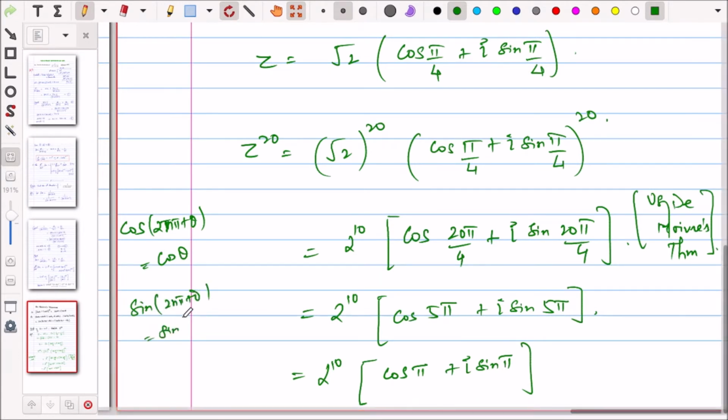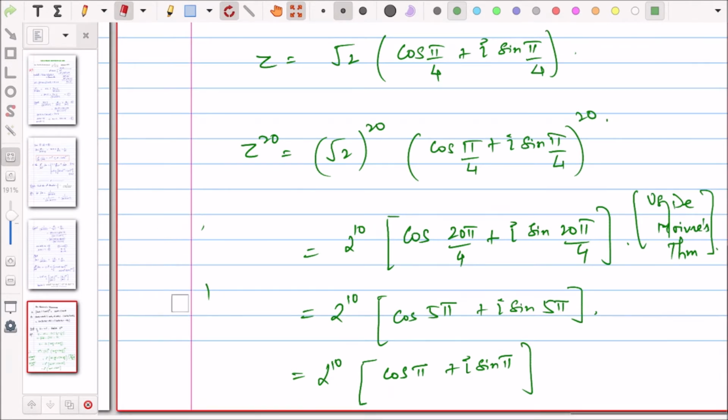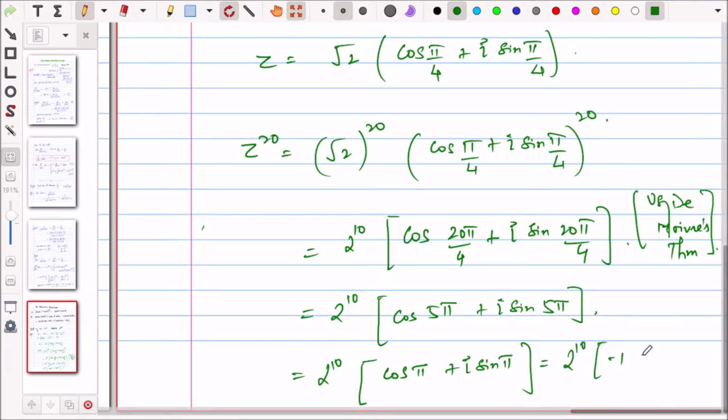With 2n pi plus something, you get the same thing again, because you come back to the first quadrant. 2 pi means you are coming back to the first quadrant. So this is 2 to the power 10 into cos pi plus i sin pi, and cos pi is minus 1 and sin pi is 0. So this is minus 2 to the power 10, right?